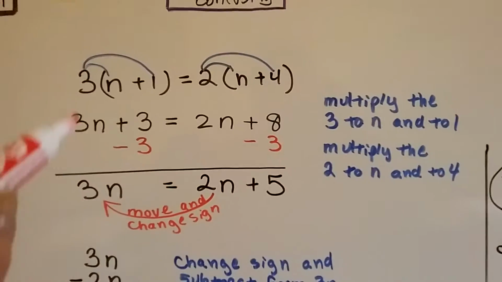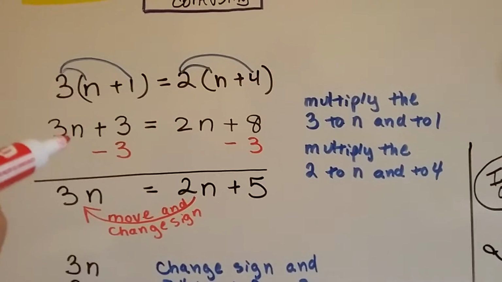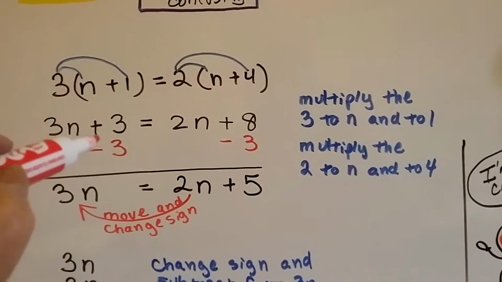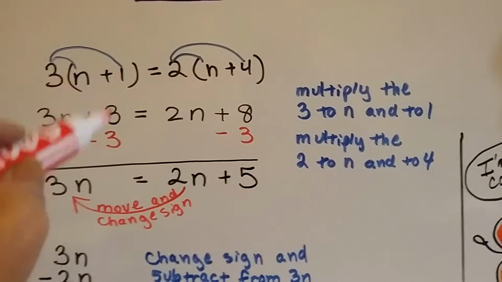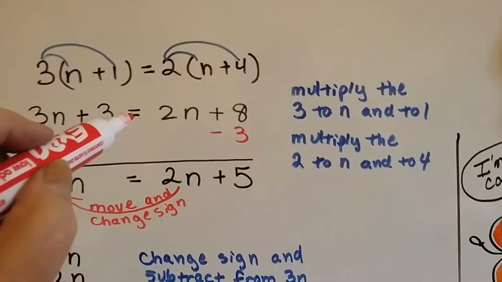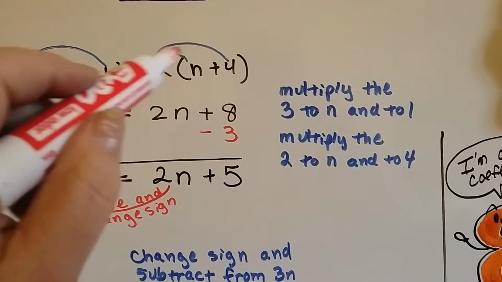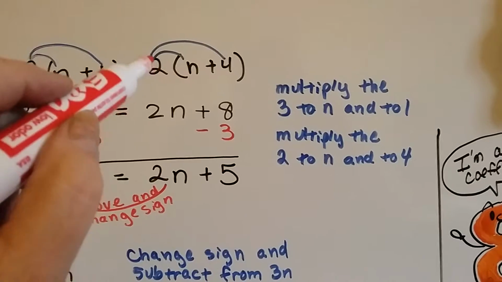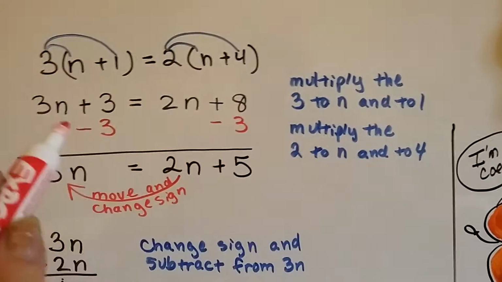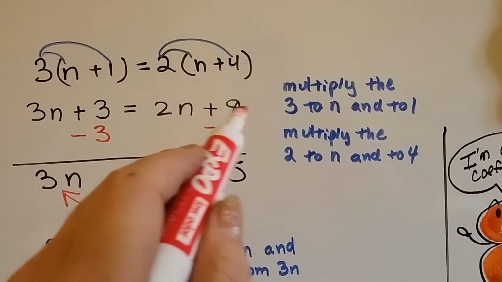And here's how. We're going to multiply 3 times n, so we get 3n. We're going to drop our plus sign, and then multiply 3 times 1 and get 3. We're going to drop our equal sign, and then multiply 2 times n and get 2n, drop our plus sign, and do 2 times 4, which is 8. Now we have 3n plus 3 equals 2n plus 8.